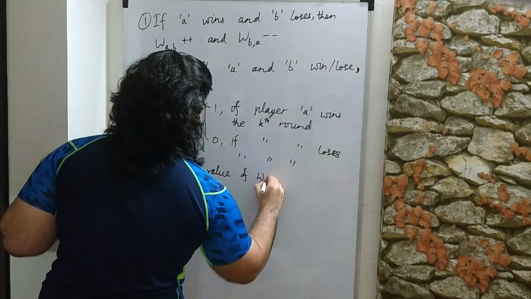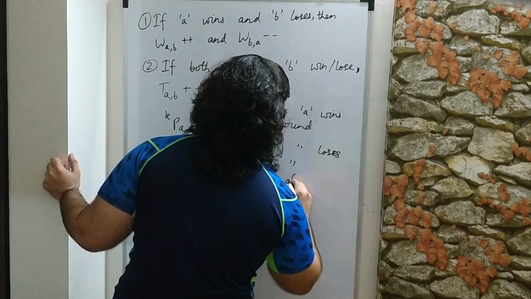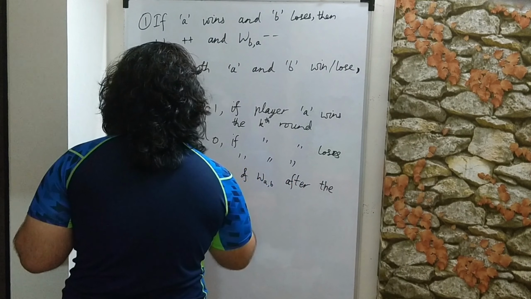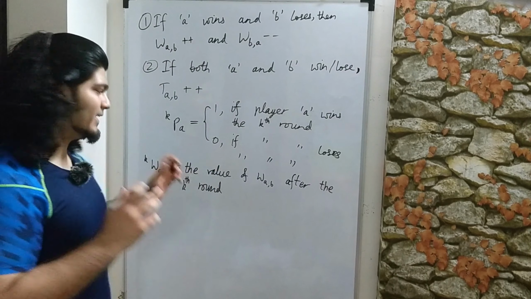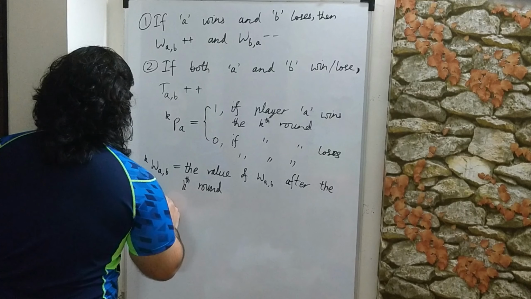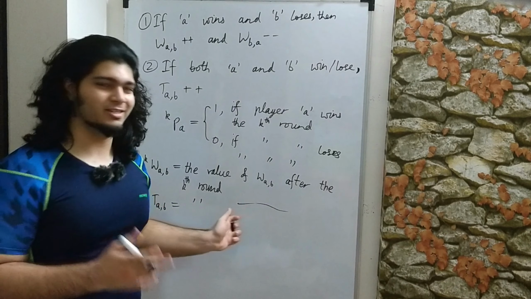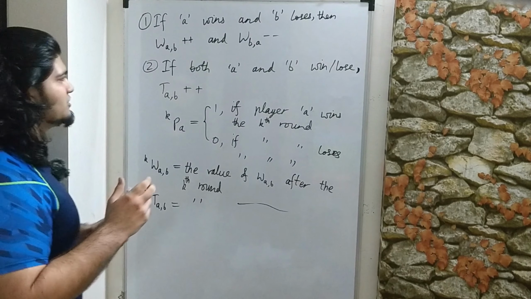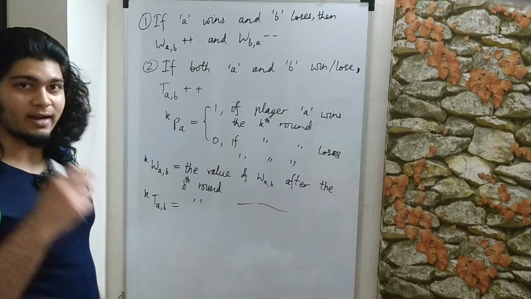of WAB after the kth round. So that's important, after the kth round. So the result of the kth round will also influence this, and similarly TABK, I don't think I need to specify what it means. I hope you understand. So now that we've mentioned these, we can actually find recursive formulae for WABK and TABK.